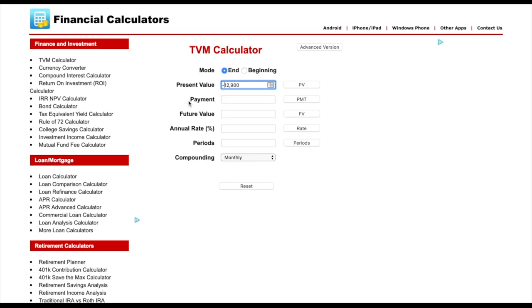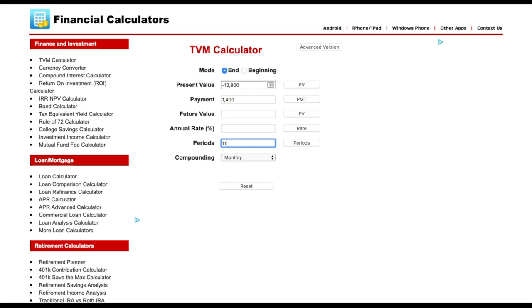Now, the next part that you want to fill out here is the payment. So the payment is the regular payment that you would be making towards this purchase. So for us, our payment, which was our rent, is $1,400. And then next, I'm going to skip down to periods, because periods is the time frame in which you're going to be paying this. And in this case, it's broken up into months. So for us, we're talking about an 11-month period.